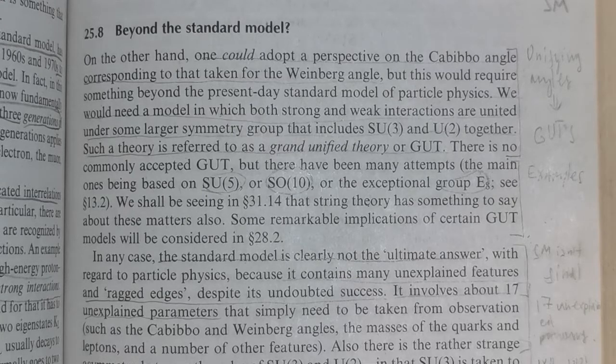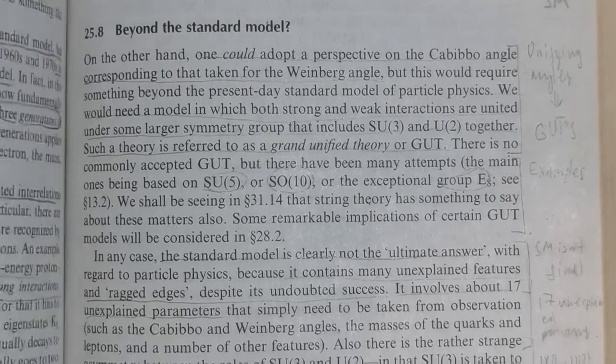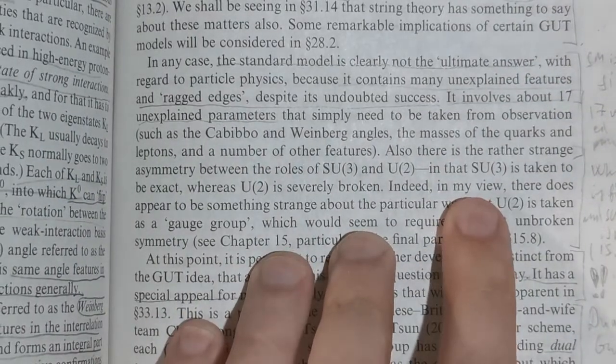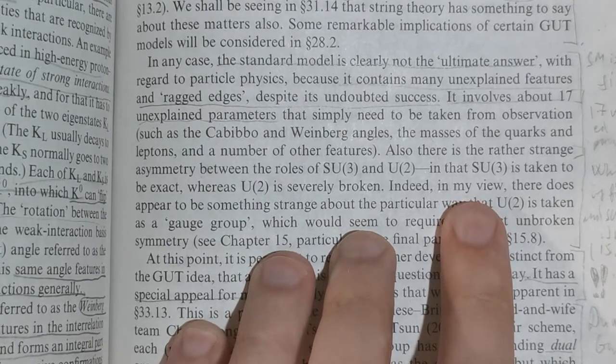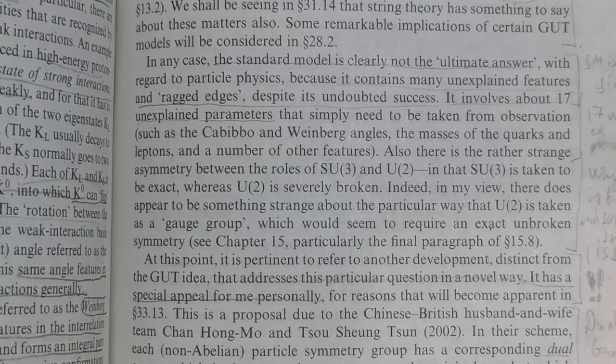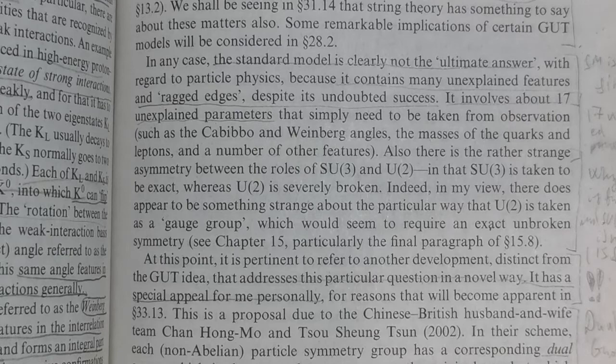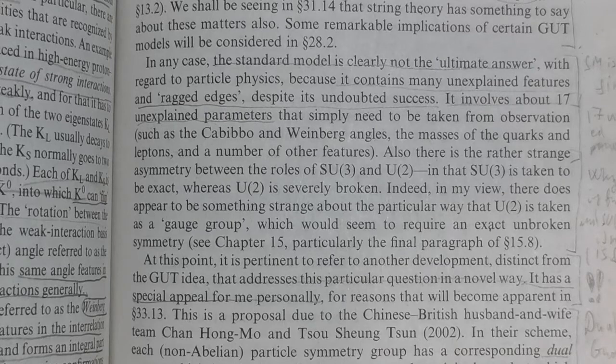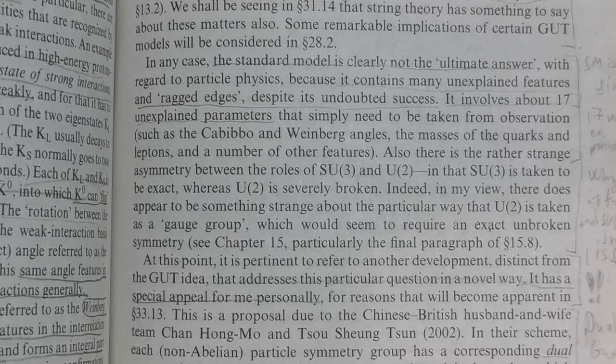Penrose says that he knows of one more way to address the issue, and it is the dual group or dual groups theory created by Qianhong Mo and Zhu Xiongcun in 2002, a husband-wife team. In their scheme each non-abelian particle symmetry group has a corresponding dual group, which is the same abstract group as the original one, but which plays kind of the opposite role.